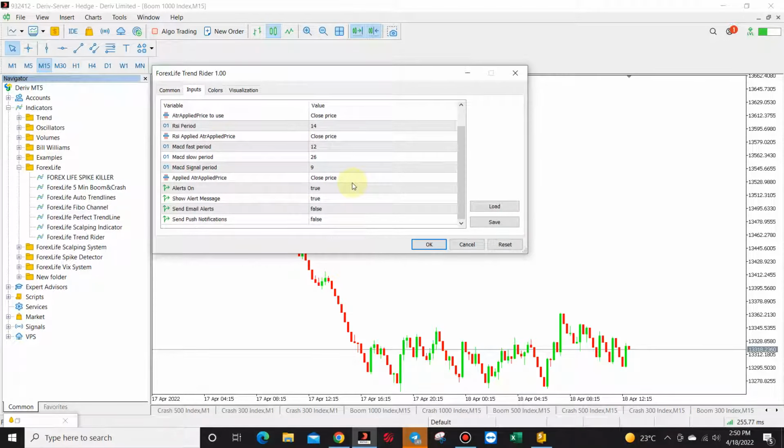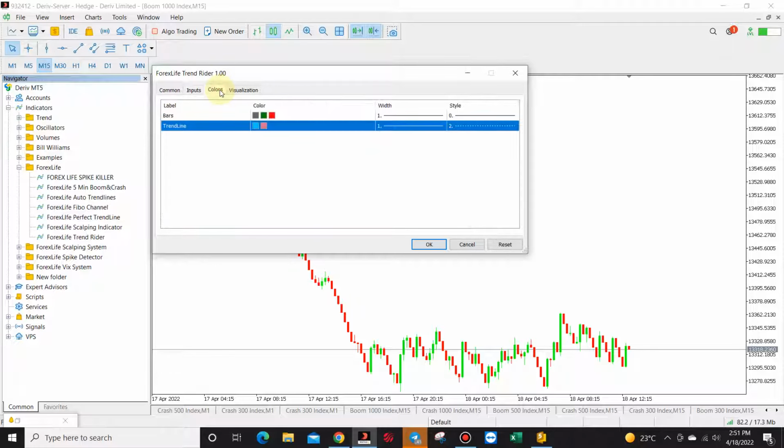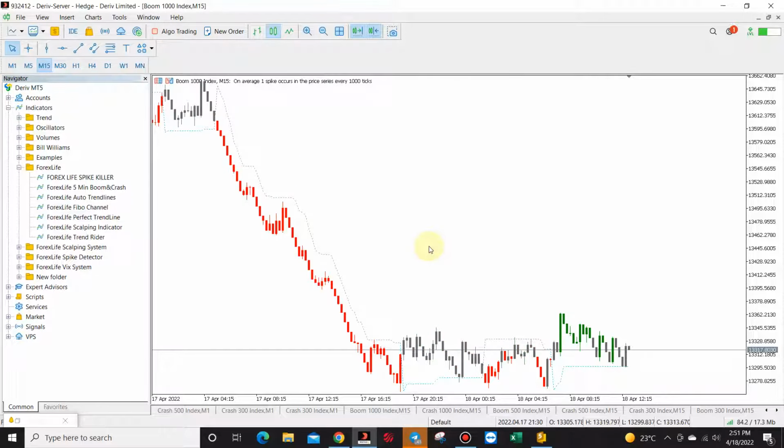So under inputs we leave it as default. I don't want it to change anything. Over here at the bottom, however, you can change alerts. You can turn them on so you can get your pop-up alerts. The little box over here will pop up and it will show you your notifications. You can send alerts through to your email, and you can send alerts straight through to your mobile phone as well. Okay, so under colors you can leave it as default or you can change it. So I'm just going to load it as default so you guys can see how it looks, and then I'll go ahead and change a few things to my liking. Okay, so I'm just going to load it as is.